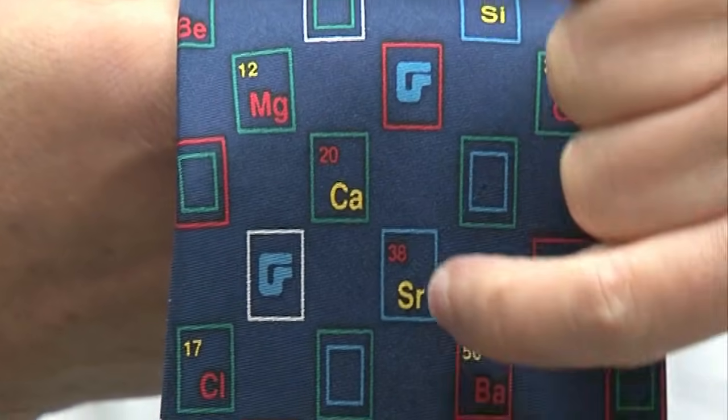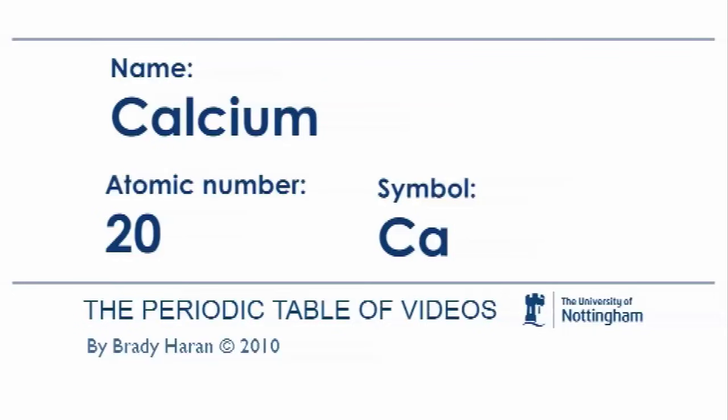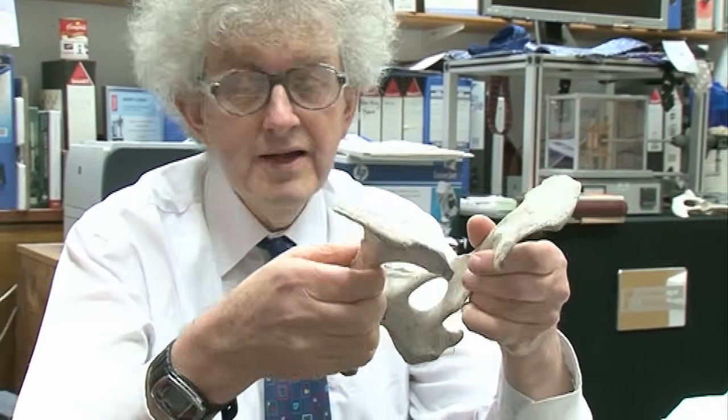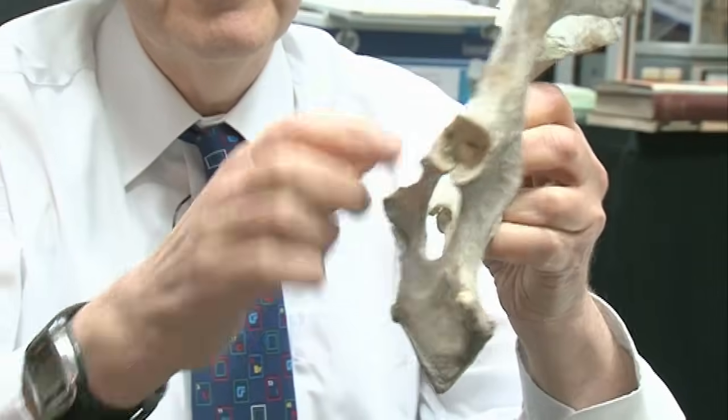Calcium is the third element in group 2 on the periodic table. It's really very common. We find it all over the world in all sorts of minerals. So, for example, you can have bones. This is a pelvis of a sheep. I found it when I was walking one day. You can see the legs go in there and there.